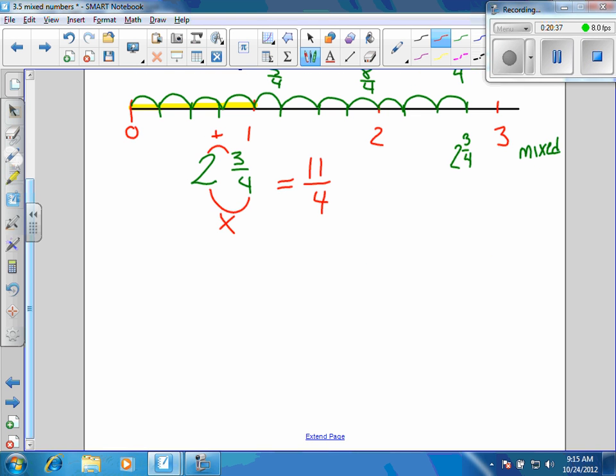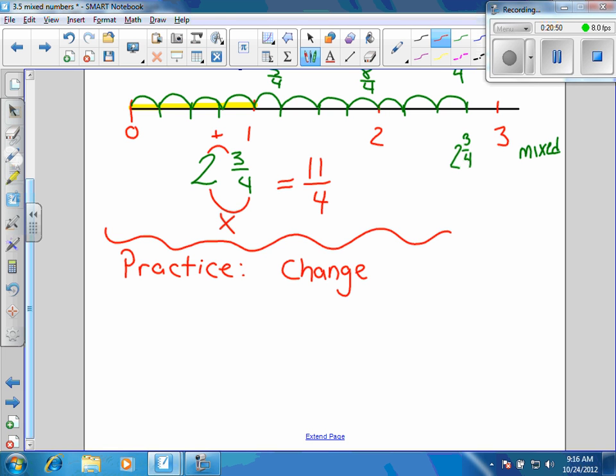Okay, without a number line, let's practice one. No number line, just the rule. Practice. Change 2 4/5 to an improper fraction. Raise your hand when you have it. That looks like plus 0. Better? This is so easy. Good.